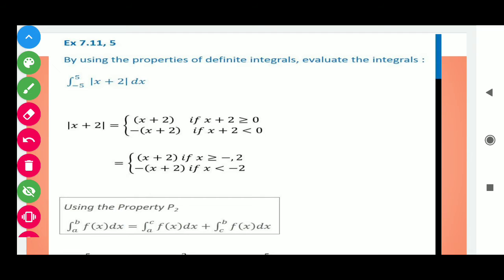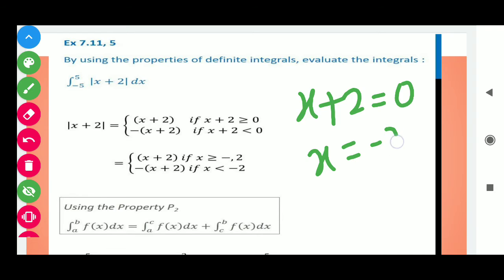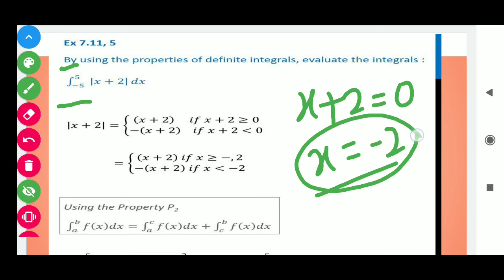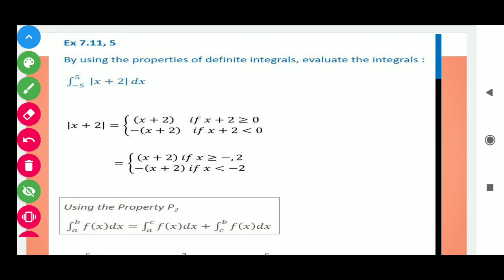Okay, here if we put x plus 2 equals 0, then we get x equals minus 2, and this value exactly lies between minus 5 and 5. So students, minus 2 is the splitting point. Okay, in this way the splitting point is minus 2.